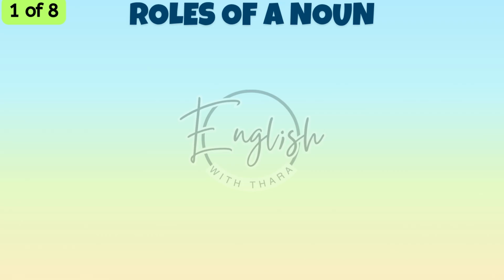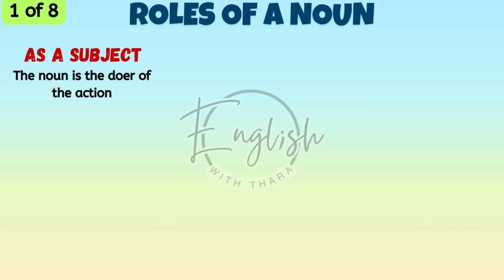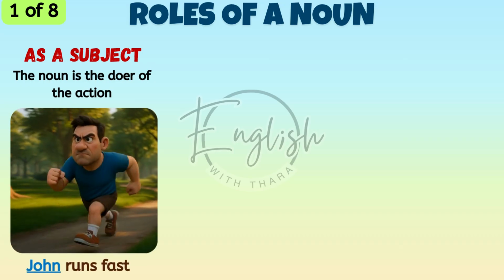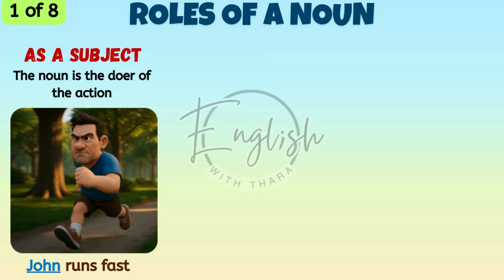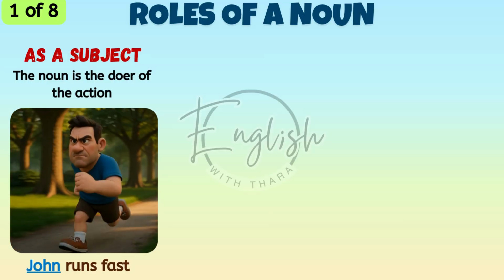Now let's look at the roles a noun can play in a sentence. Sometimes, a noun acts as the subject, which means it's the one doing the action. As a subject, the noun usually comes at the beginning of the sentence. For example, in John runs fast, John is the subject because he's doing the running.